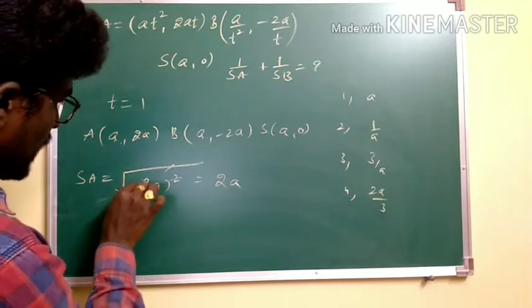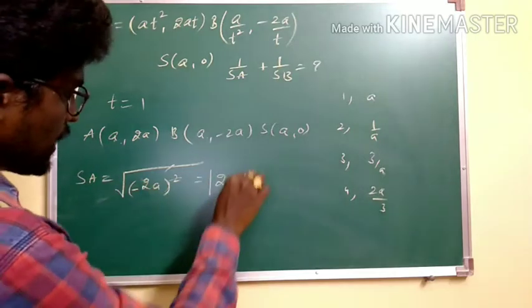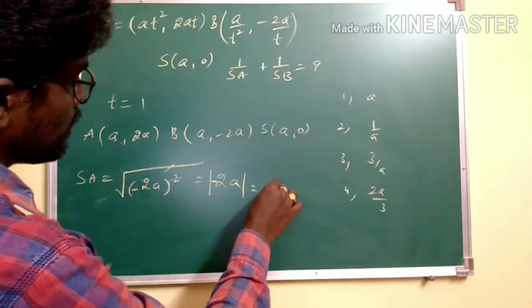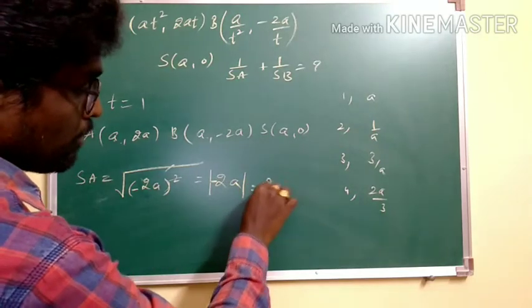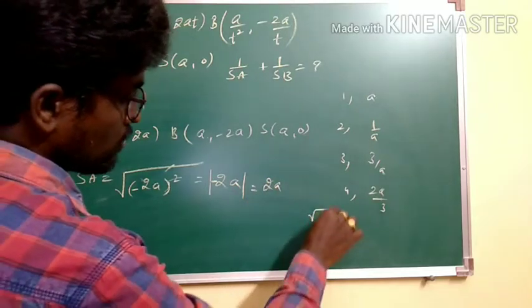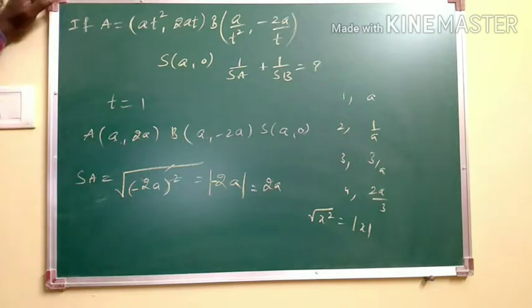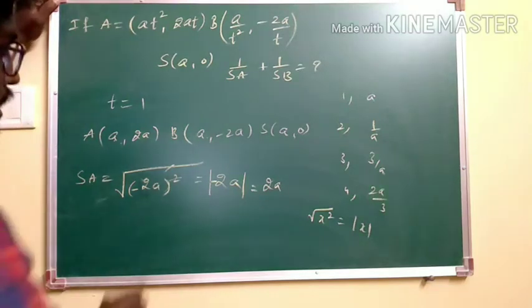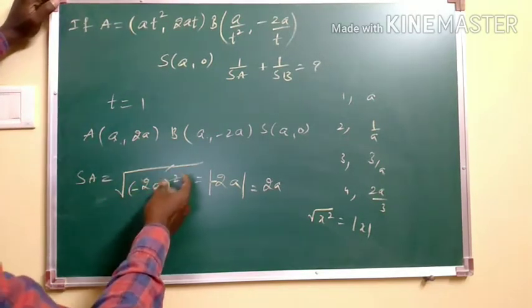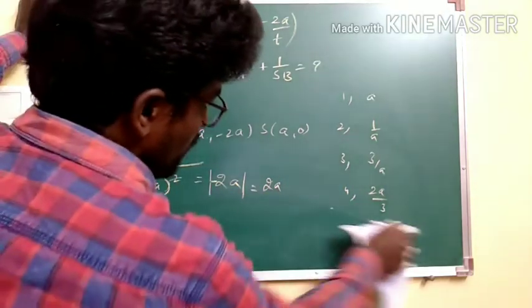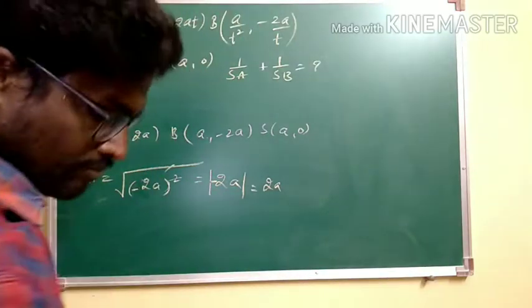Otherwise, if you take (-2a) whole square here, you will be taking mod of -2a, which is equal to +2a, because the square root of x square is equal to mod x. Understand, it can't give you minus x. In a similar manner, the square root of (-2a) whole square is nothing but mod of -2a, which is equal to +2a. It's a very important point.